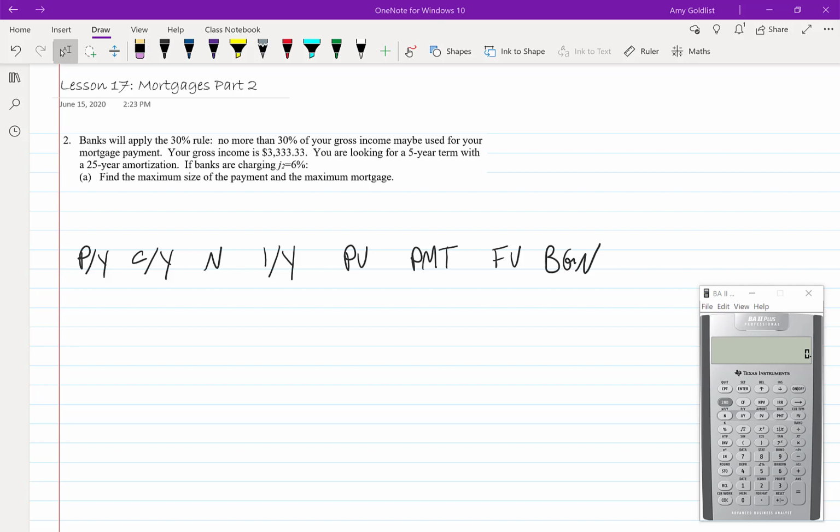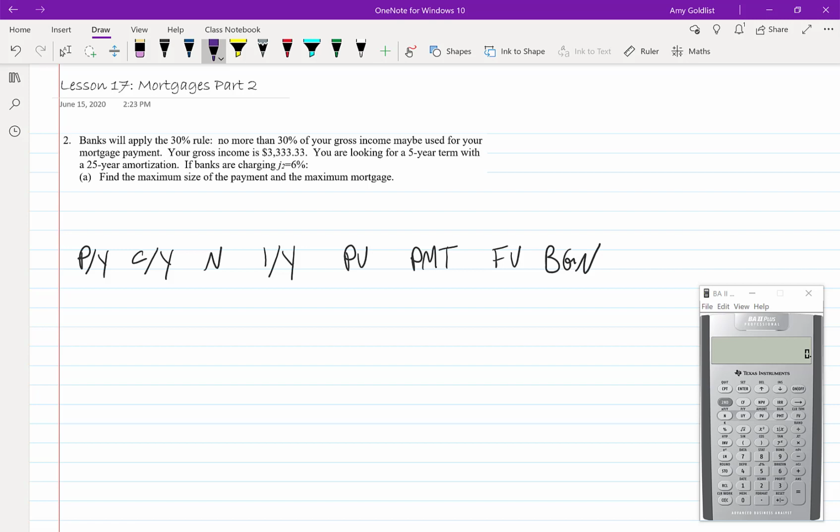If your gross income is $3,333.33, you're looking for a 5-year term on a 25-year amortization, and banks are charging J2 equals 6%. Find the maximum size of the payment and the maximum mortgage. What this means is that the size of the mortgage you can get really depends on your income. Banks are going to evaluate several factors. One of them is your income, and one of them is your debt to credit ratio, how much other debt you have, and how much access to credit you have.